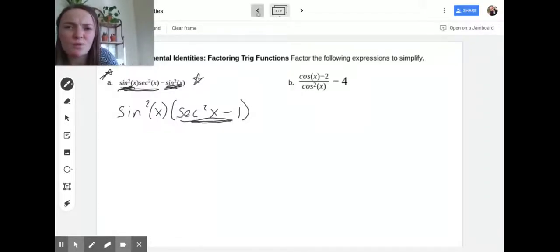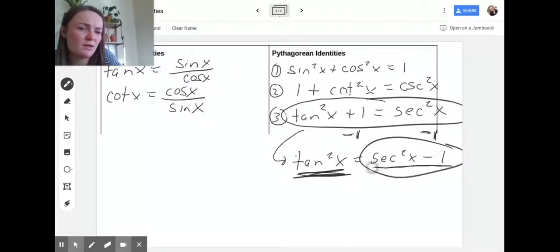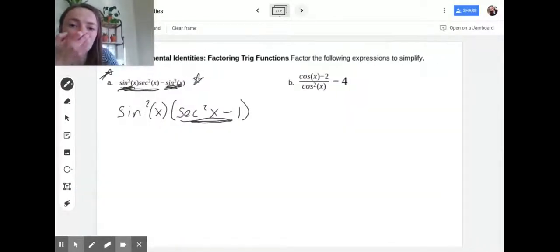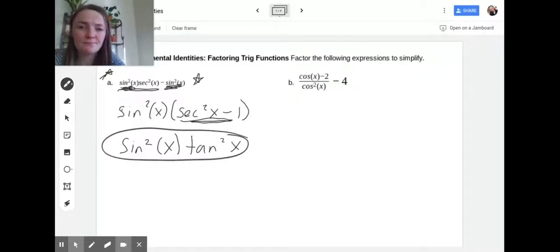Secant squared x minus 1 looks kind of familiar, maybe not totally, but let's go back to the Pythagorean identities. If I move the 1 over to both sides, then I actually get that tangent squared x is equal to secant squared x minus 1, which is what I have in that original expression. So if I go back here, I have secant squared x minus 1. Well, I know by Pythagorean identity that that's got to be tangent squared x. So I could actually rewrite this total function as the following. I could write it as sine squared x times tangent squared x. Okay?